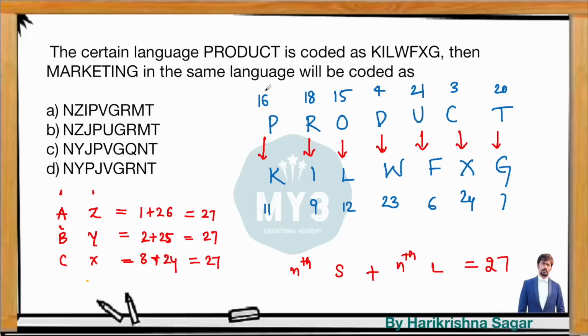If you observe 16 and 11, what is the sum? The sum is 27. 18 plus 9 is 27. 15 plus 12 is 27. And 4 plus 23 is 27. And 21 plus 6 is 27. So everything is equal to 27. That means the sum of these positions is 27. In a similar fashion, we have to find the code for marketing.